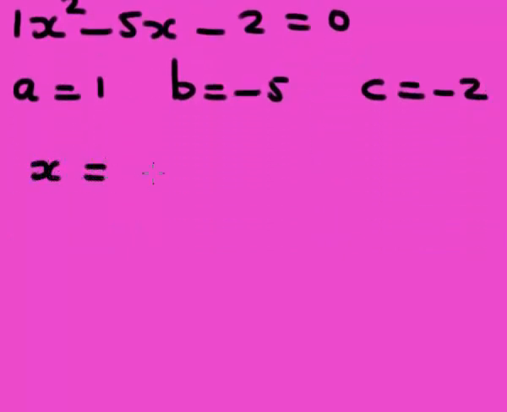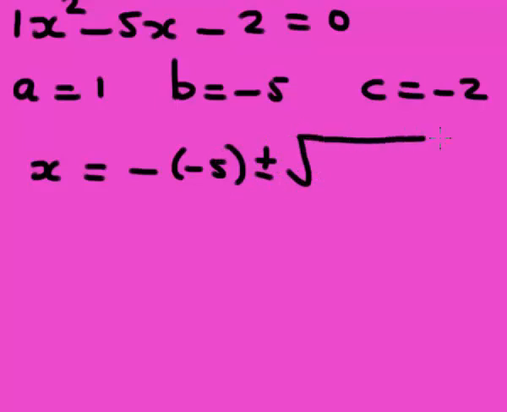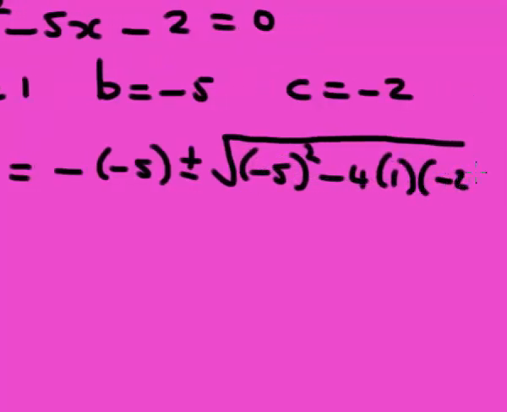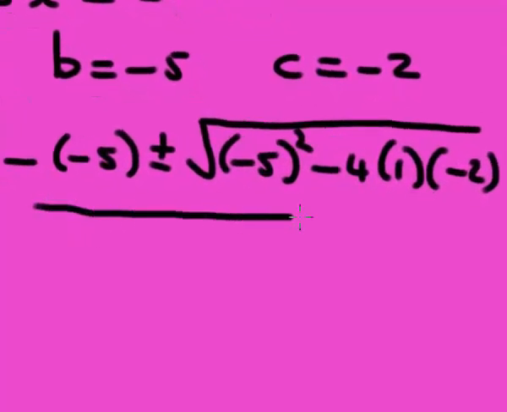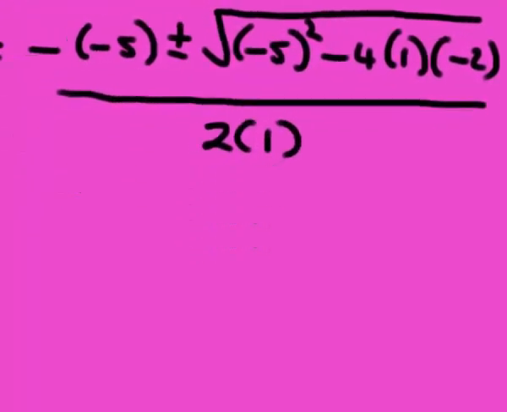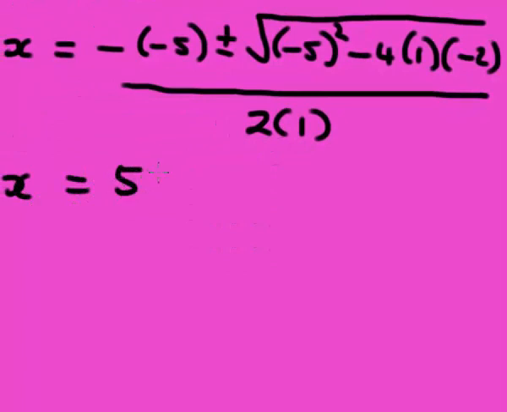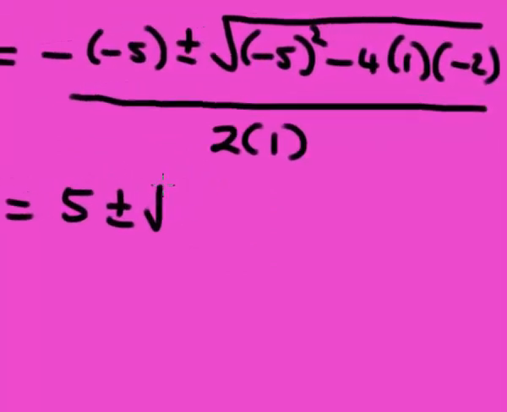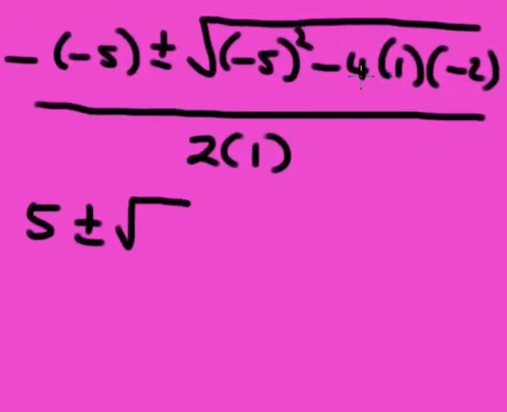So x is equal to minus b, which is minus negative 5, plus minus the square root of b squared, which is negative 5 squared, b squared minus 4ac, all divided by 2 multiplied by a. Okay, so what does this give us? This gives us x is equal to 5 plus minus the square root of 25 plus 8 is 33, if you work that out, over 2.